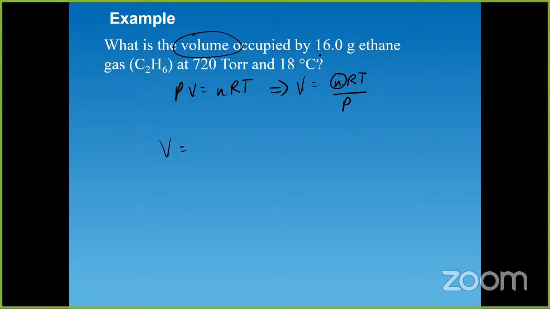They gave us instead the grams, and they gave us the formula, which is important because if you know the formula, you can calculate the molar mass. So let me do that right now. The molar mass of ethane is 2 times 12.01 plus 6 times 1.008. According to my calculation, the molar mass is 30.09.